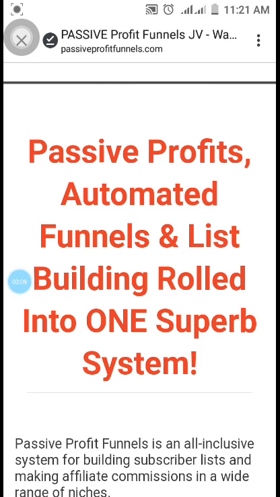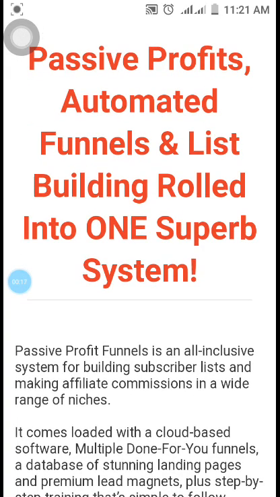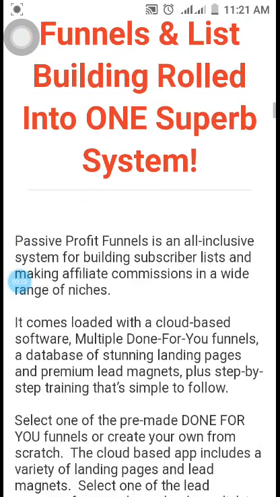At passive profit, automated funnels and list building roll into one super system. It was quite amazing that today the passive profit funnel is an all-inclusive system for building subscriber lists and making affiliate commissions in a wide range of trends and niches. So if you are into affiliate marketing in any business, you are into list building. But the truth is that any business you are doing on the internet, if you are not building lists, then you are missing a lot of money. You are leaving a lot of money on the table.